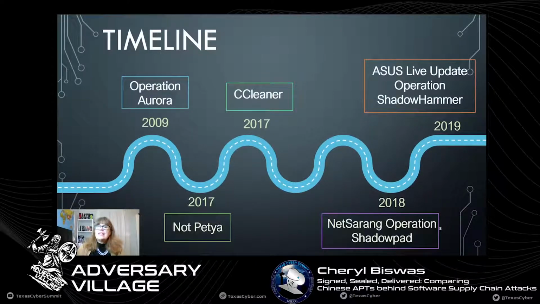There's nothing like getting some historical context, so let's talk a bit about what's on this timeline. We're going to look at Operation Aurora in 2009, then in 2017, NOTPETYA and CCLEANER. In 2018, there was SHADOWPAD and NetSarang, and in 2019, we'll take a look at Operation SHADOWHAMMER.